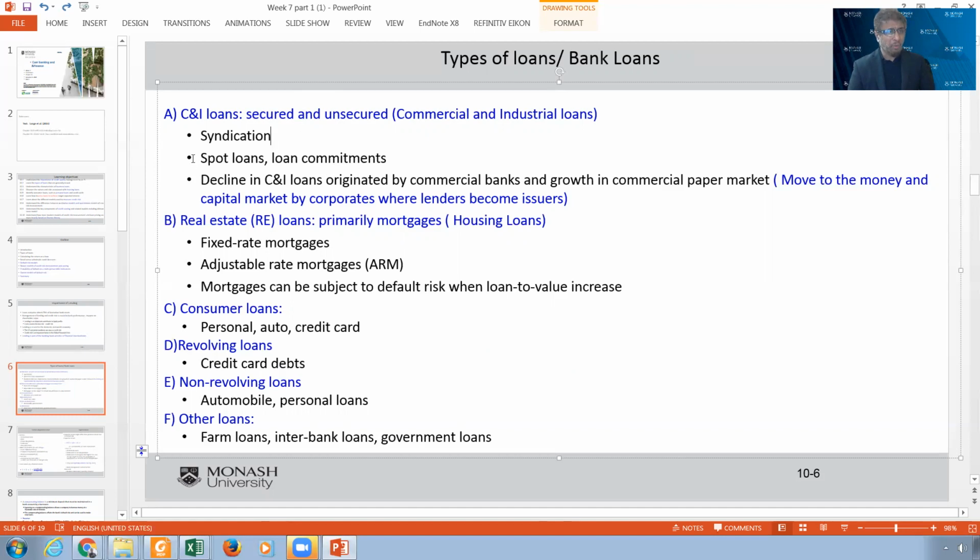We have something called a spot loan. This is another classification, where you give the loan after you sign the contract, or we can promise to give the loan later on, which we call a loan commitment.